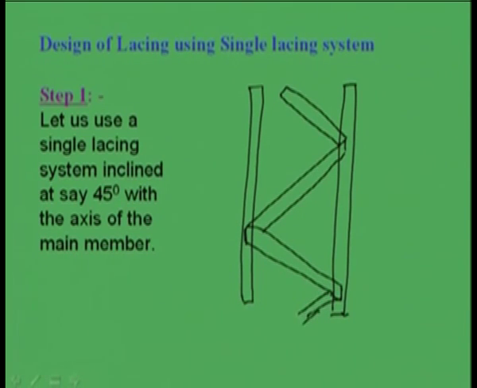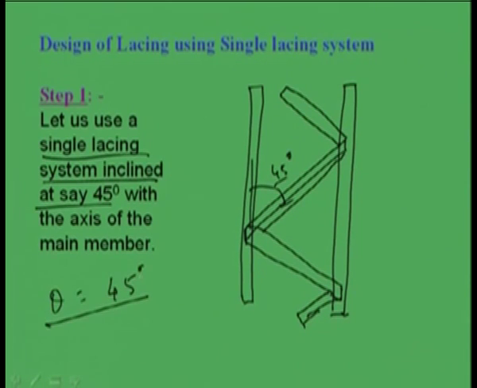So, in this way it is going on. Okay. So, first we are using single lacing system inclined at 45 degrees. So, this is 45 degree, right, this is 45 degree. We are assuming the angle of inclination theta as 45 degree, right. So, these two things first step we are assuming, one is that single lacing system and then theta is equal to 45 degree, right.